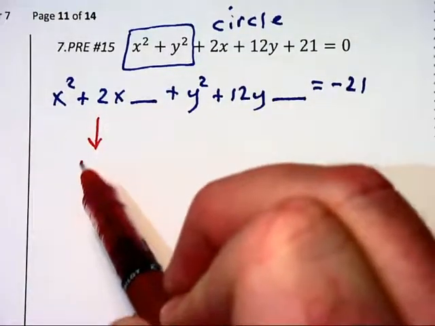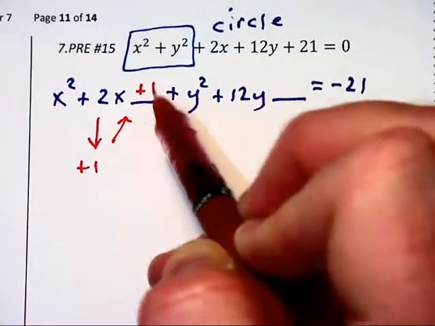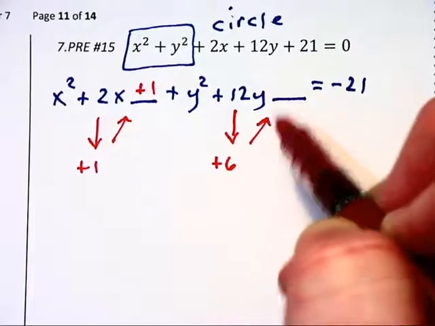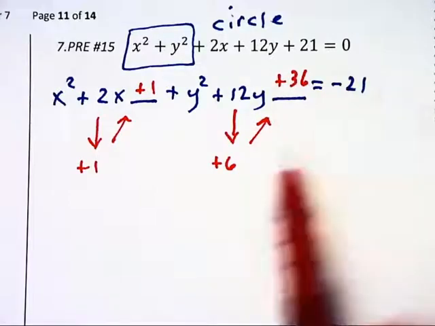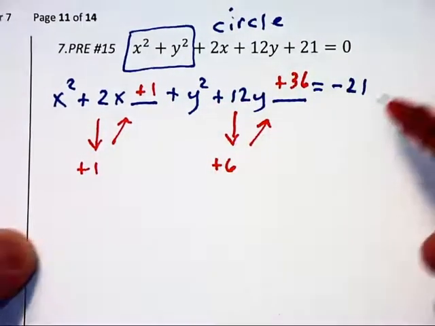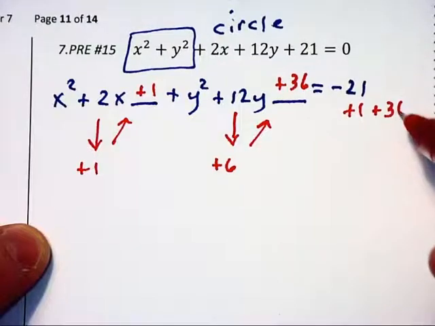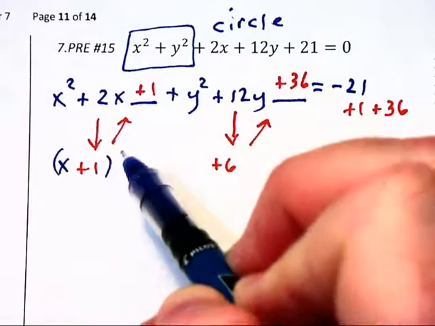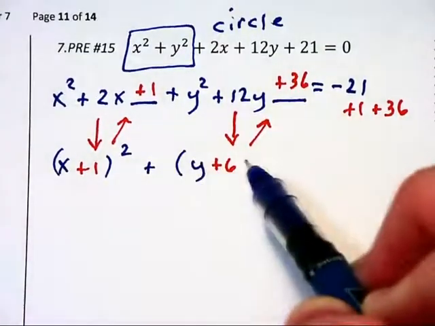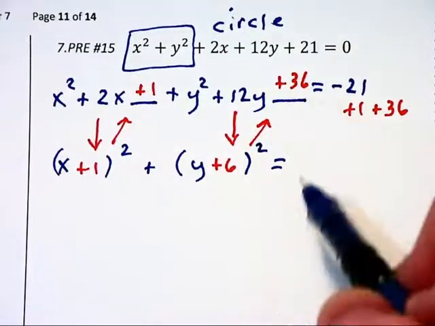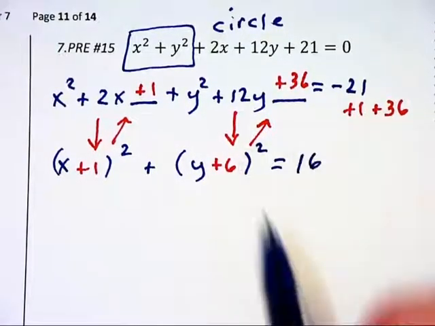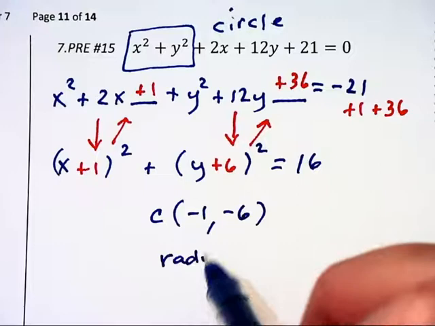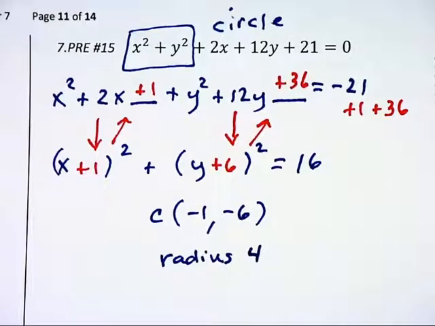The 2 is going to cut in half to a 1 and square to 1 on the line above. The 12 in the y grouping is going to cut in half to a 6 and square to a 36 in the line above. Now we've added 1 and 36 to the left, so we need to add 1 and 36 to the right hand side of the equation also. Completing the square gives us x plus 1 quantity squared plus y plus 6 quantity squared equals 16. And so we have a circle with a center at negative 1, negative 6, and the radius is 4.